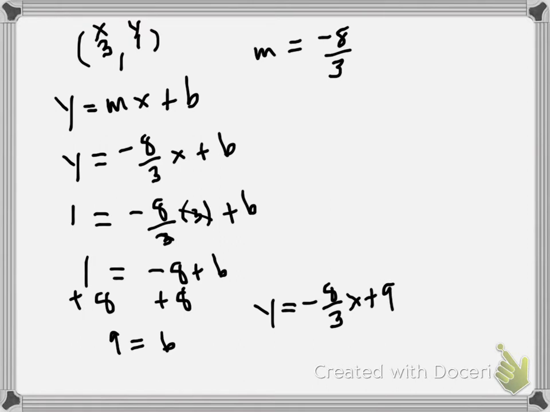We'll just plug that b value back in up here. We know our m, we know our b. If we can find those two things, then we're finished.